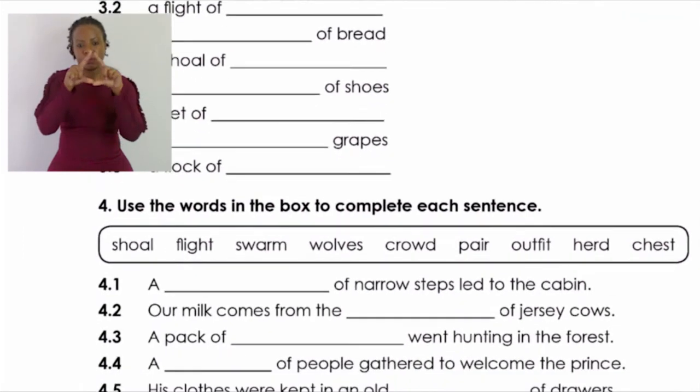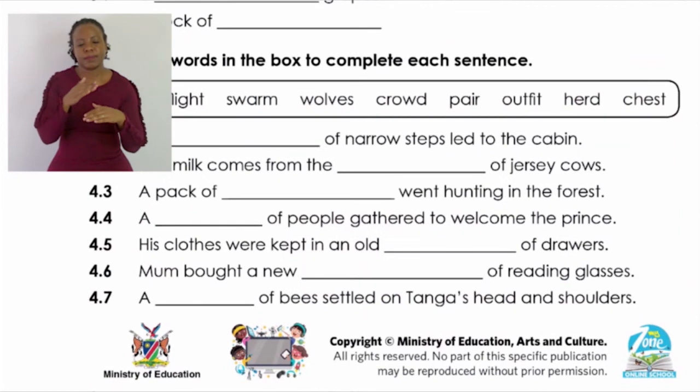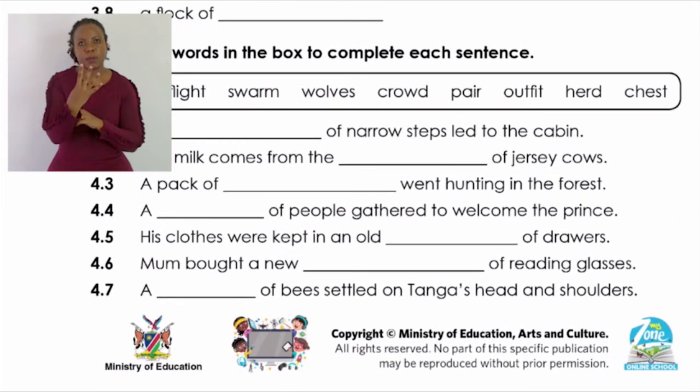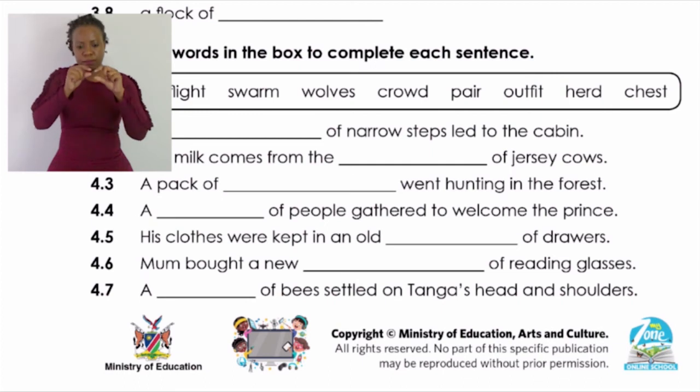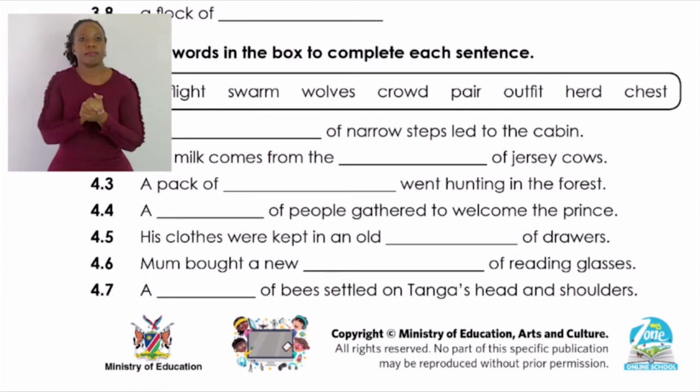Let's quickly move to activity 4. On the same page, it says, use the words in the box to complete each sentence. This exercise is similar to the one in exercise 3. Nevertheless, these are now sentences. The words are shoal, flight, swarm, wolves, crowd, pair, outfit, head, chest.